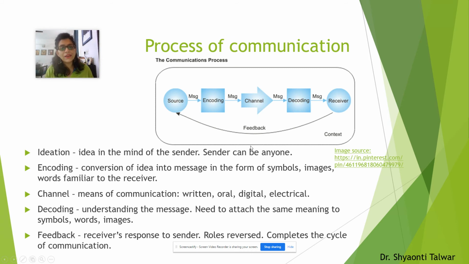Decoding is where the receiver tries to interpret the message that has been imparted or sent by the sender, right? And a message is successful, or the process of communication is successful, only when the receiver attaches the same meaning to the words, symbols, and messages as the sender, right? So it should not so happen that the sender intended to say something and the receiver understood it as something else completely, right? So these two things should be in harmony. The sender's intention and the receiver's interpretation need to match.